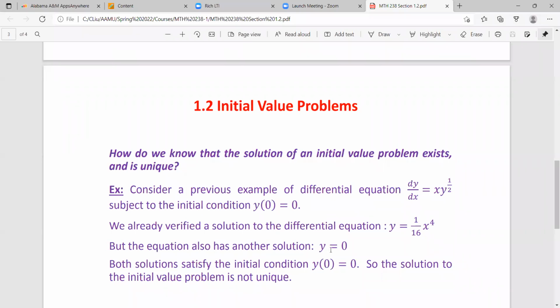So we got two solutions for the initial value problem. So the solution to the initial value problem is not unique. Both solutions satisfy the initial condition and the differential equation, right? So then how do we know the solution exists, and how do we know it's unique? So we have a theorem on the following page. Any questions about this example? Okay, let's see what it says in the theorem.